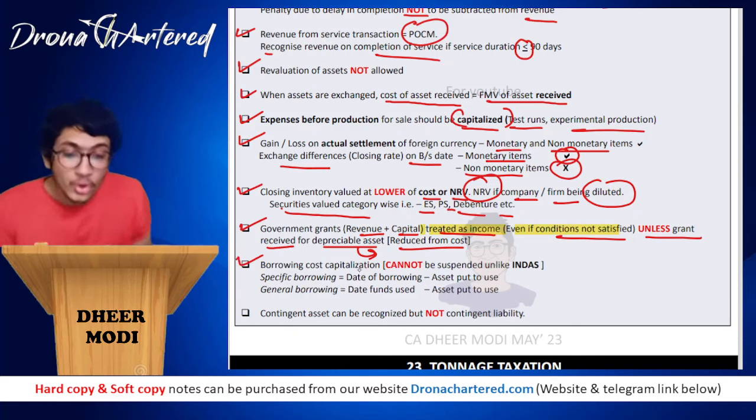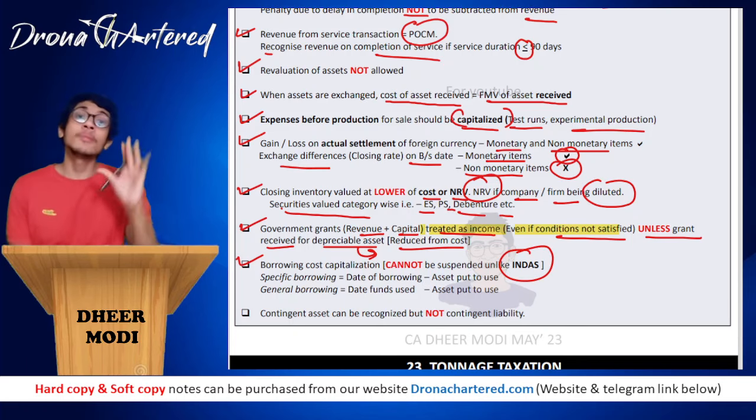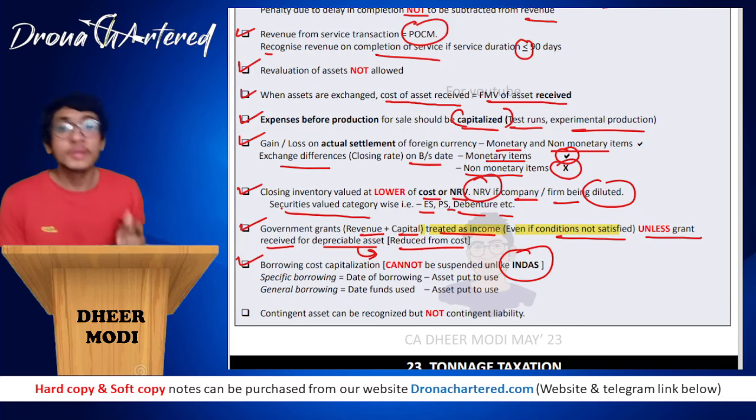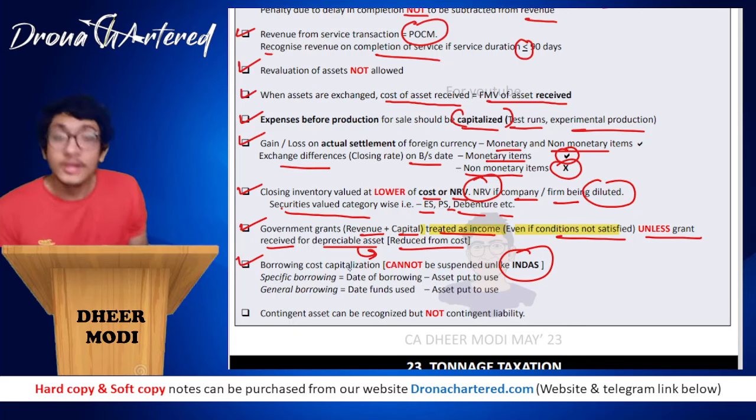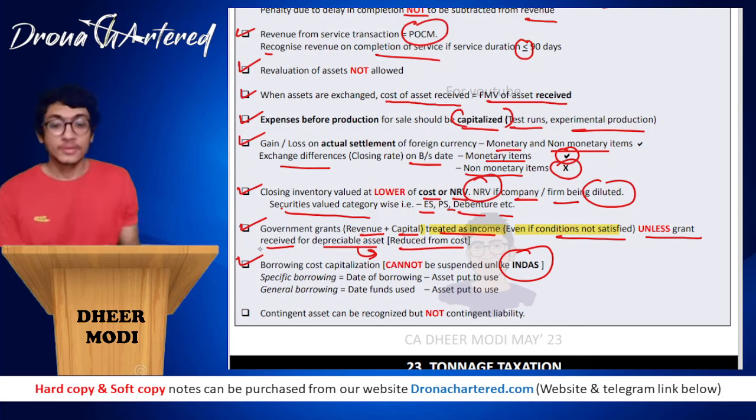Next is your borrowing cost capitalization. If you remember, in India, you can suspend it. That means you can pause it for some time. If there is any permanent stoppage of work, in such a case, you can pause the capitalization. But over here under income tax, you cannot stop, you cannot suspend the borrowing cost capitalization. Once it has started, it will continue.